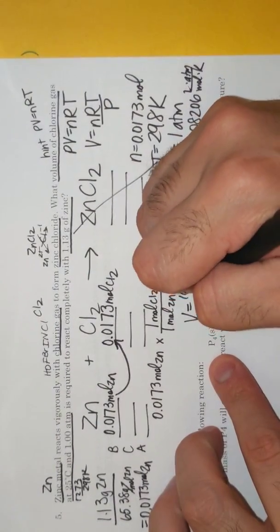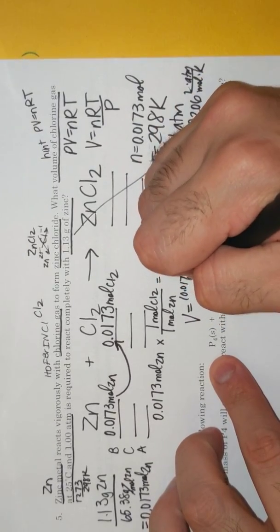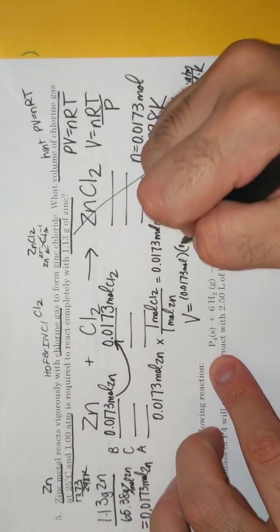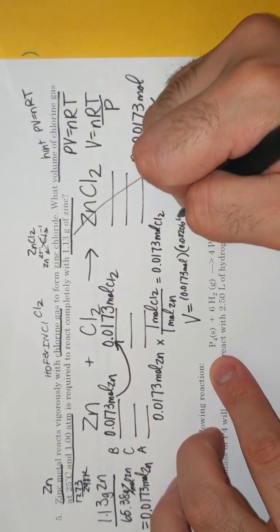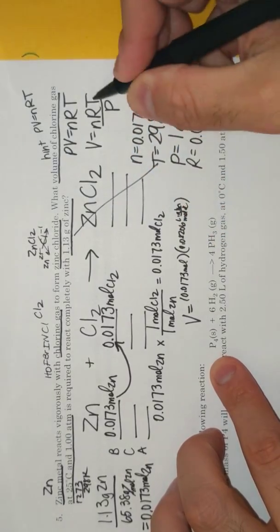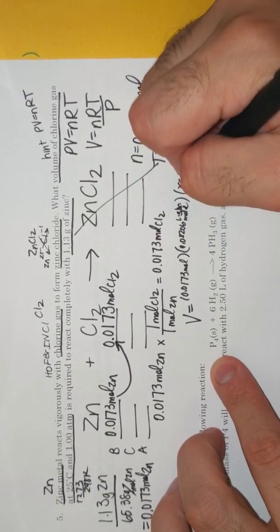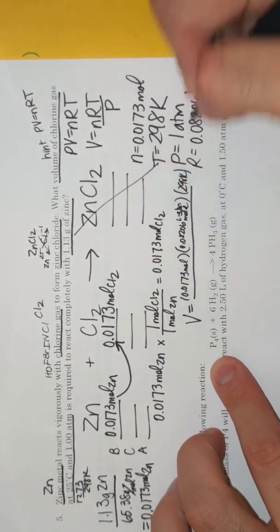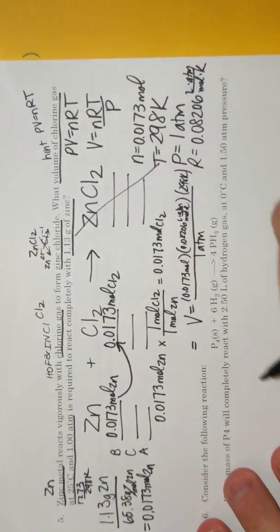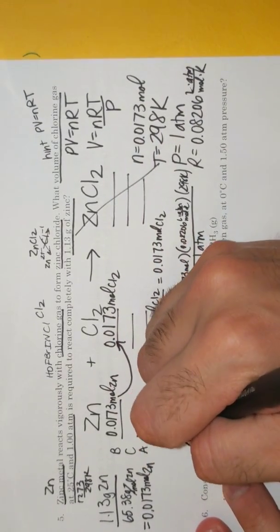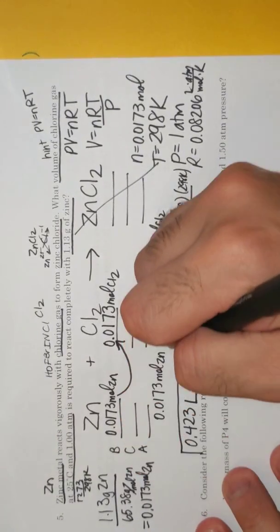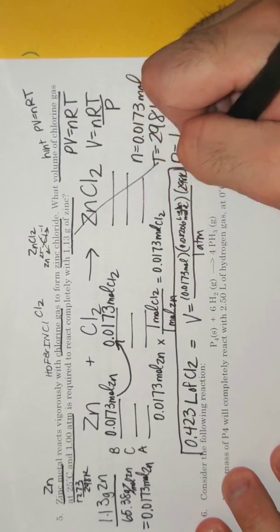Volume is equal to 0.0173 moles times 0.08206 liters times atmospheres per mole Kelvin. T is 298 Kelvin, and then all over P, which is 1 atmosphere. If I do this calculation correctly, you should get 0.423 liters of Cl2, if you do this calculation correctly.